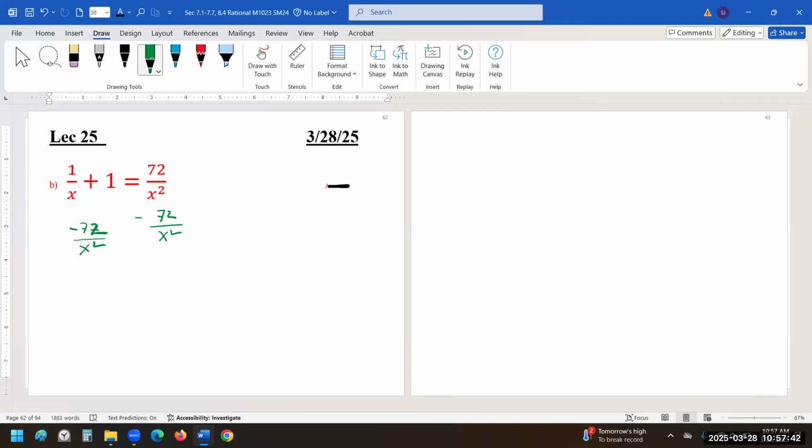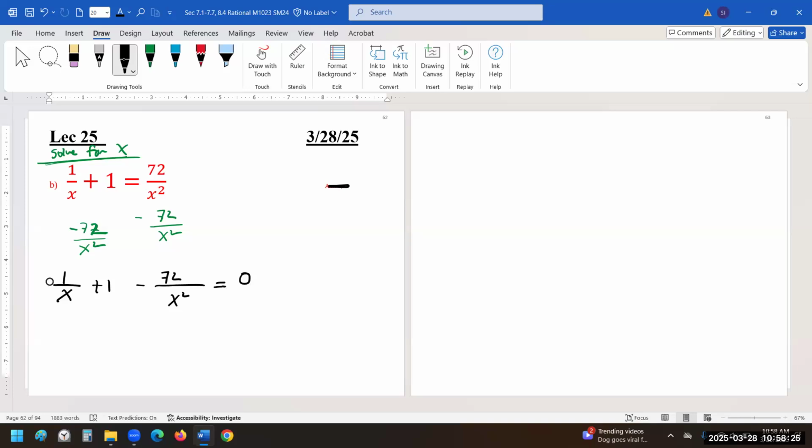Because anytime it says solve, oh sorry, I don't have the direction. The direction is solve for x. Anytime you solve something, we want to see 0. That makes our life easier most of the time, especially if our degree of the polynomial is more than 1. Like if it's only x, then you don't have to bring everything to one side. But if it's more than 1, like x squared, x cubed, x to the 4, anything, then bring everything to one side. That will make life easier. So we end up getting 1 over x plus 1 minus 72 over x squared, whole thing equals 0.